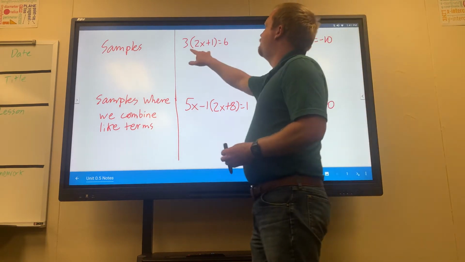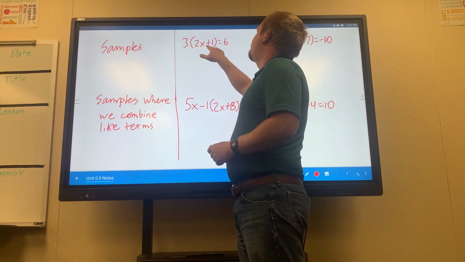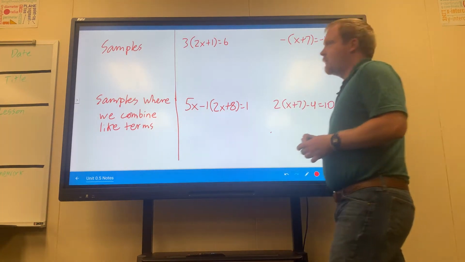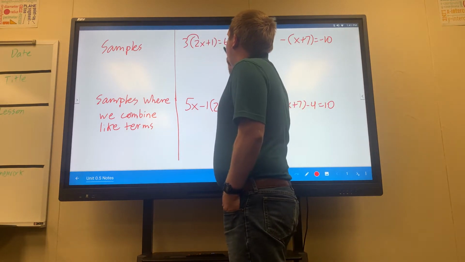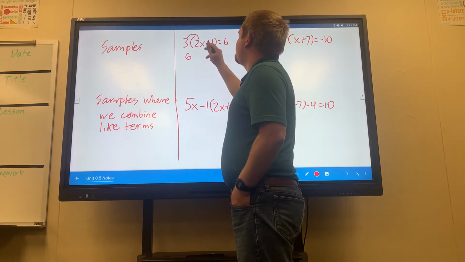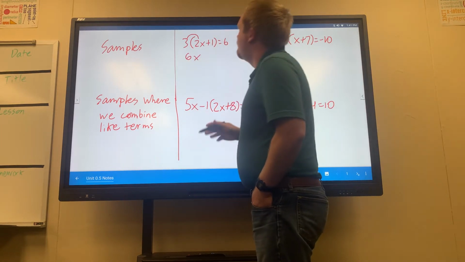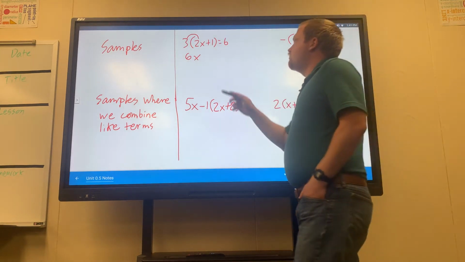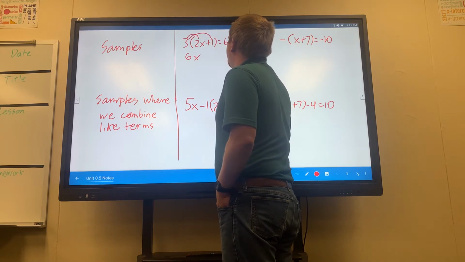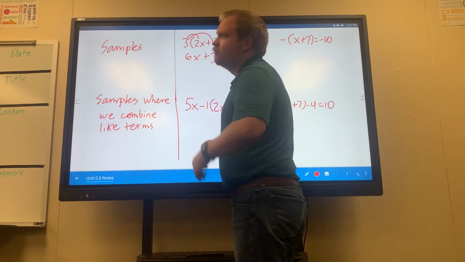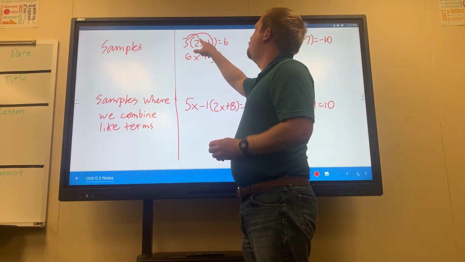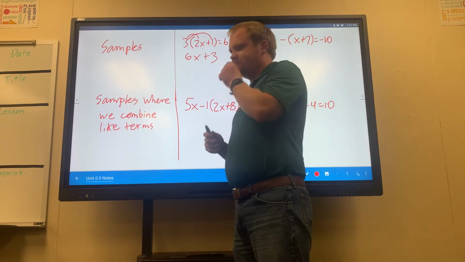Okay? So this is simple right here. 3 times 2x plus 1 equals 6. Now, I am multiplying. So I am doing 3 times 2x. 3 times 2 is 6. That doesn't change anything with the x, so I just leave it as an x. However, I'm not just distributing or multiplying 3 times 2x, I'm also multiplying 3 times 1. That's where the distribute comes from. It comes from the 3 that's being distributed to both the 2x and the 1.